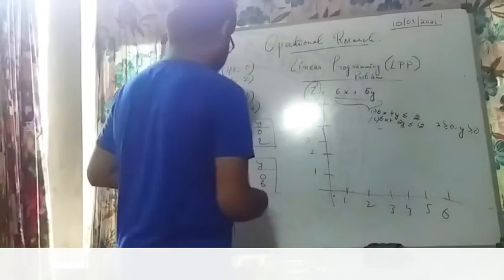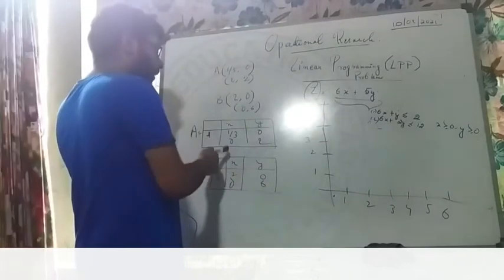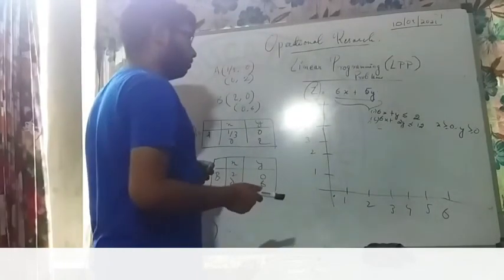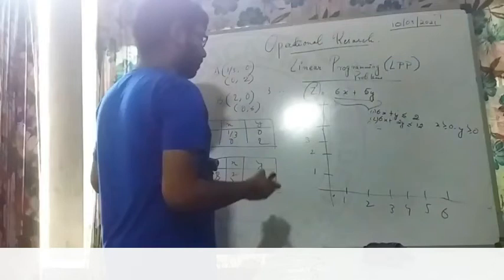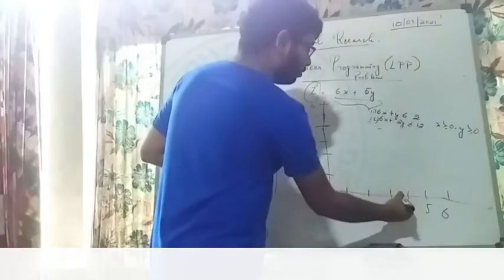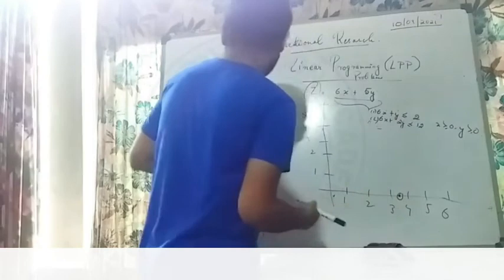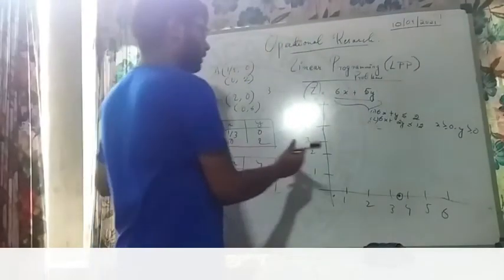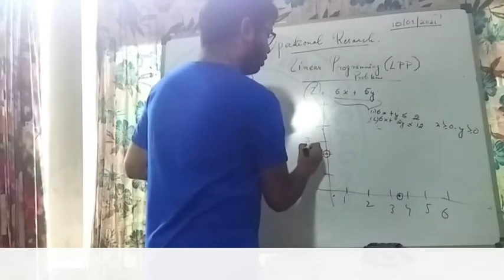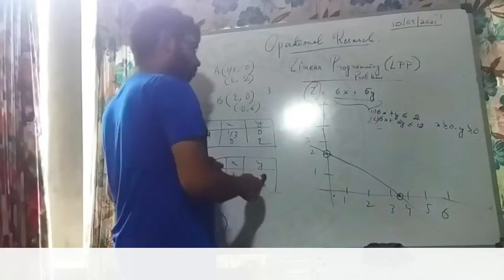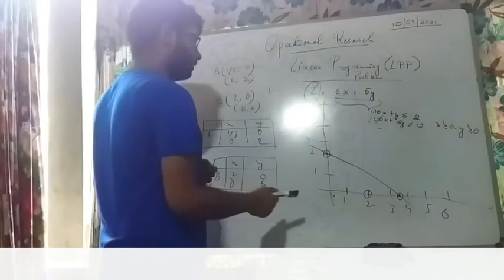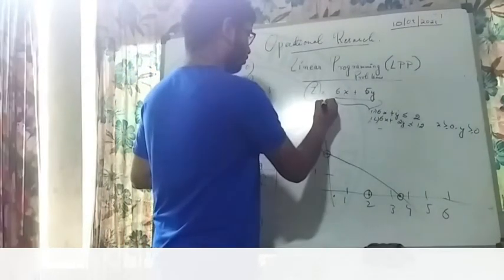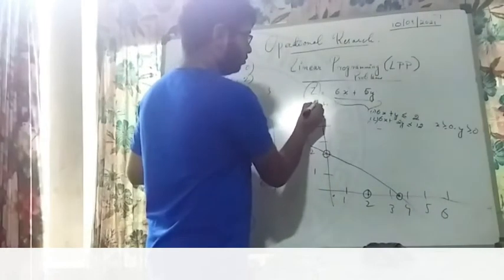So, what is the first point? 1 by 3 for x, and the value of y is 0. 1 by 3 means it is 3 point something, so it will lie between 3 and 4, somewhere here. And when x is 0, y is 2, here. So join this line. Now, when x is 2, y is 0. When x is 0, y is 6. Join this line.